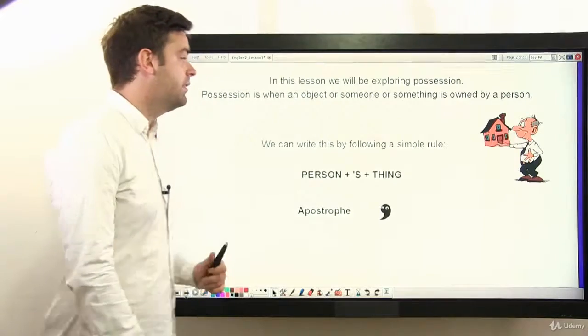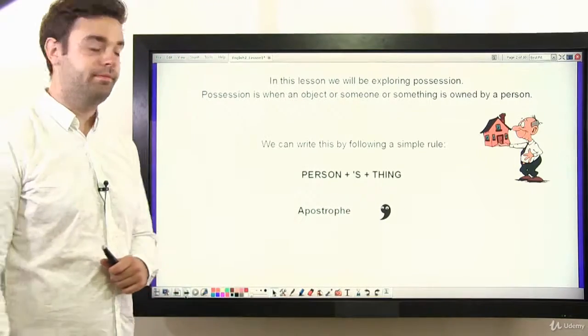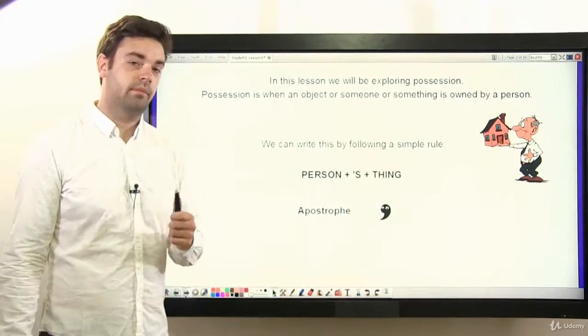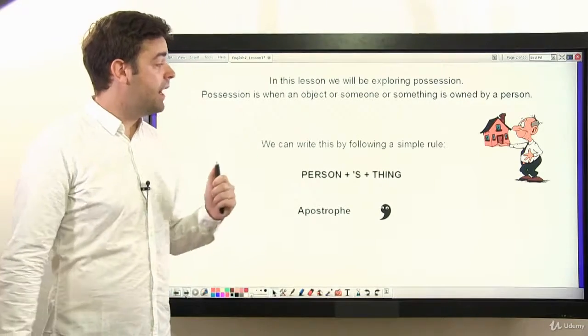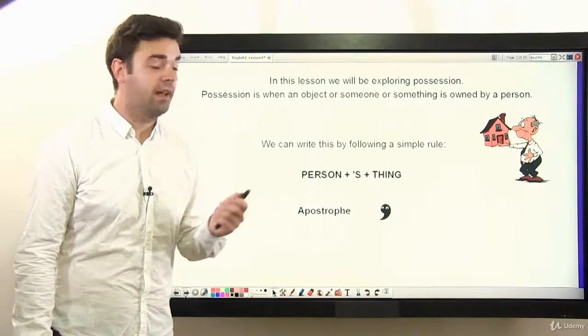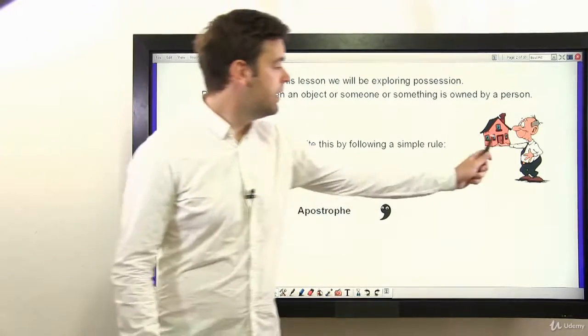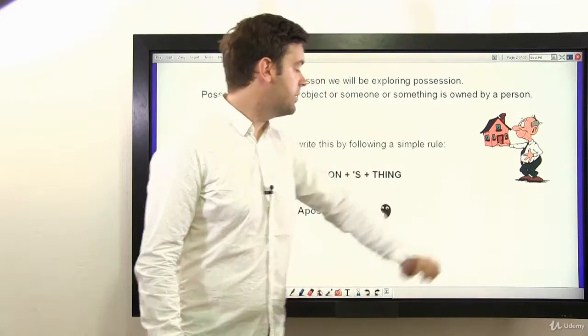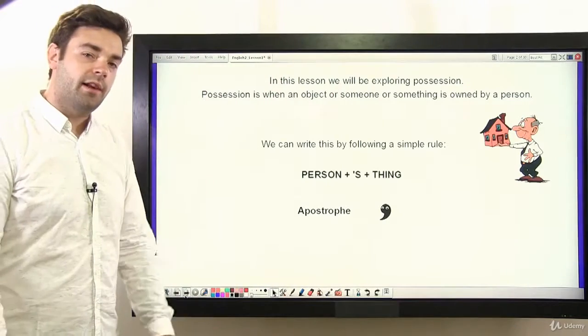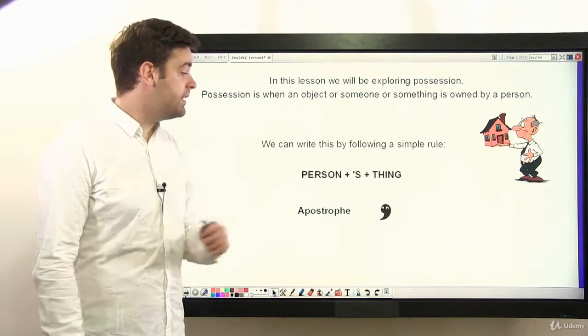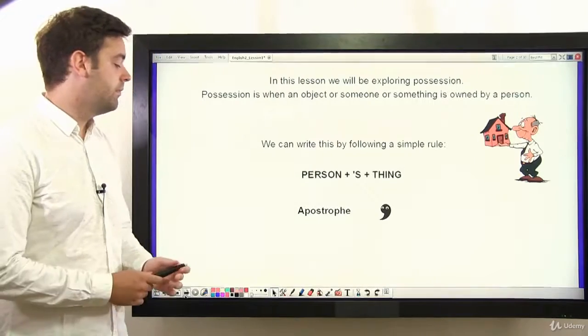In this lesson, we'll be exploring possession. So what is possession? Possession is when an object, or someone or something, is owned by a person. For example, this man owns this house. So how can we write this? Well, we can write this by following a simple rule.